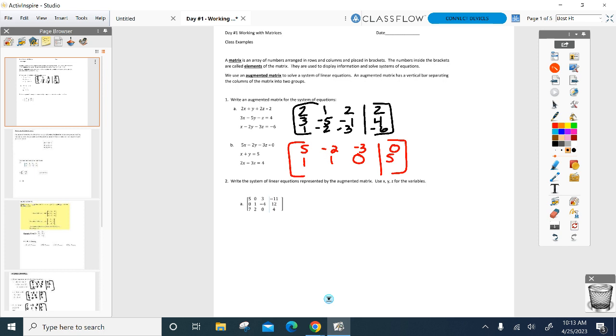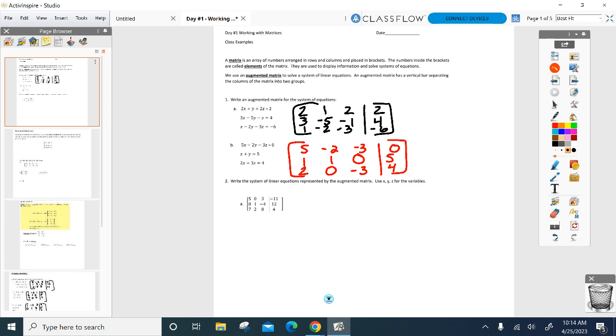And then row 3. 2. There's no y, correct? 0, -3, and 4. So the rows are the equations, the columns are the variables. All right, rows are the equations, columns are the variables. Any issues?